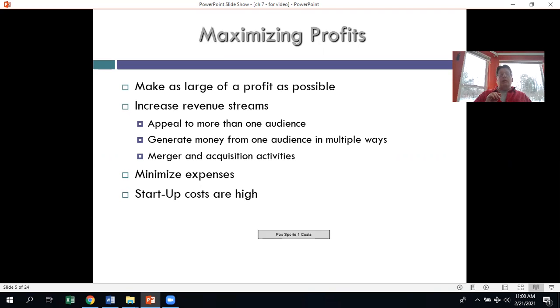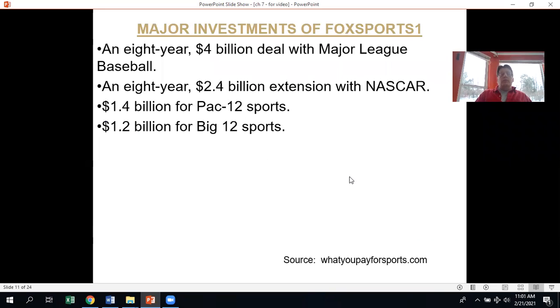And again, in the chapter, there's much more information about that. But one of the things to keep in mind when it comes to profits, its startup costs are very high. That is to say, to begin a new TV network, a new magazine, a new newspaper, whatever, is a very expensive thing. And so let me show you an example. Several years ago, the Fox Media Company decided they were going to get into sports. They had not previously been part of sports, but they saw that ESPN was extremely profitable and wanted a piece of the pie.